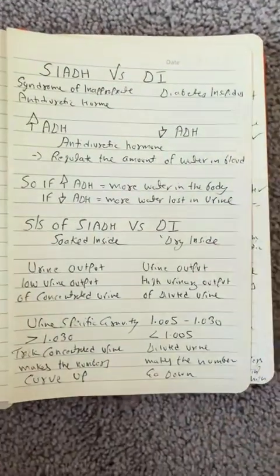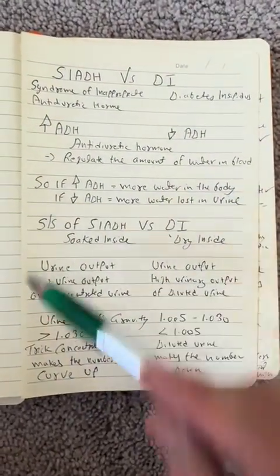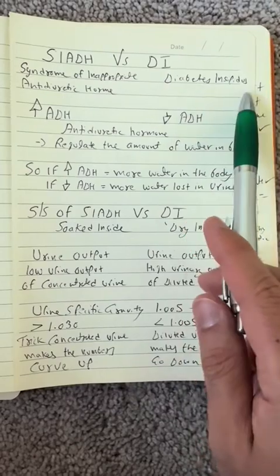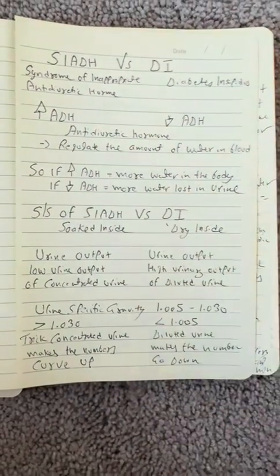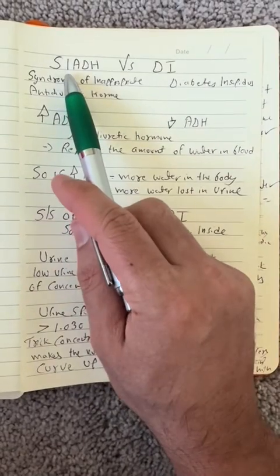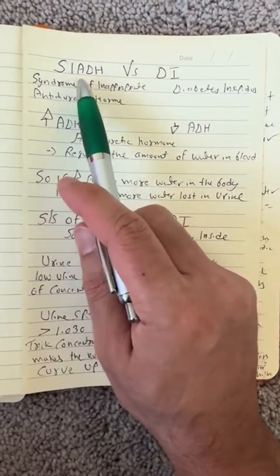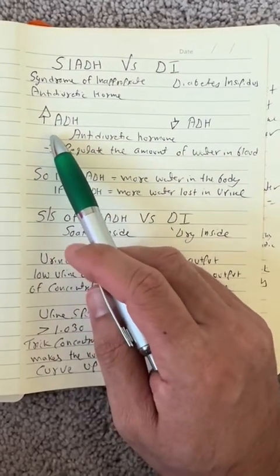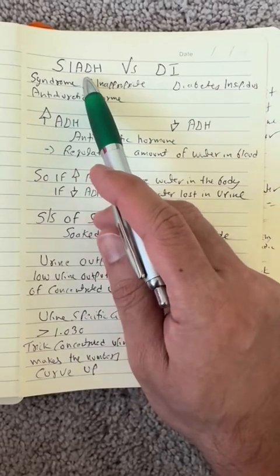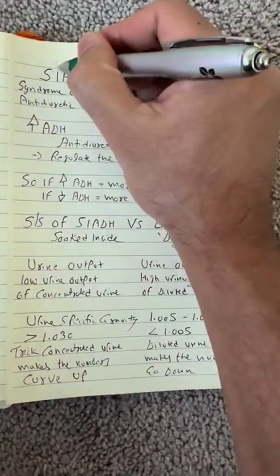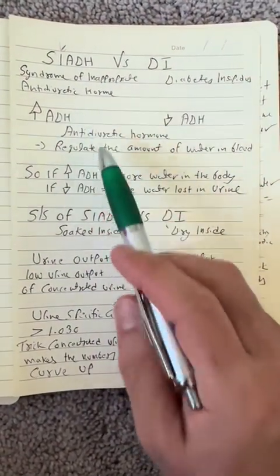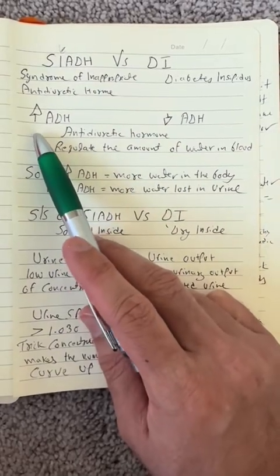Now let's discuss SIADH versus diabetes insipidus. SIADH means syndrome of inappropriate antidiuretic hormone. So in SIADH, what happens? As you can see, SIADH means inappropriate ADH. When this happens, the ADH increases in your body. The I means increase in ADH. So this is your giveaway, and you will remember this. The I means increased ADH in your body. So in SIADH, ADH is increased.